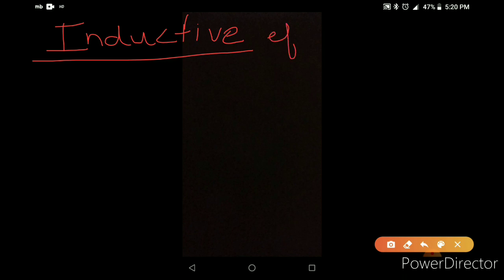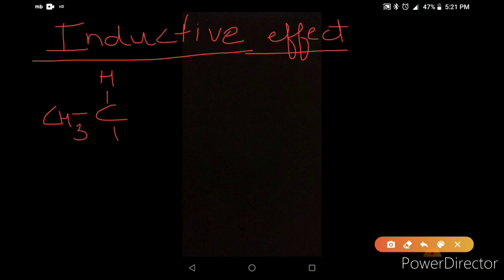My today's topic for discussion is inductive effect and its effect on the acidity of carboxylic acid. So now the question arises, what is the meaning of inductive effect? In organic chemistry, in any substrate, obviously carbon and hydrogen are the atoms which have to be present.